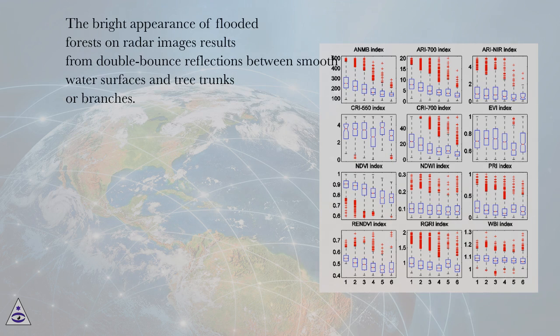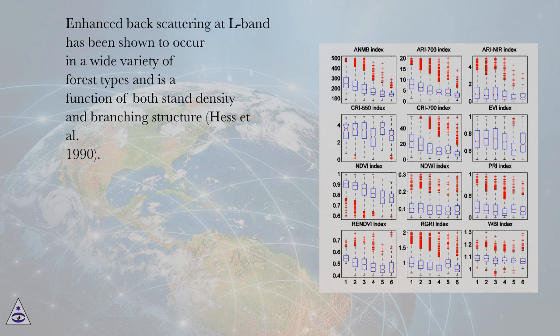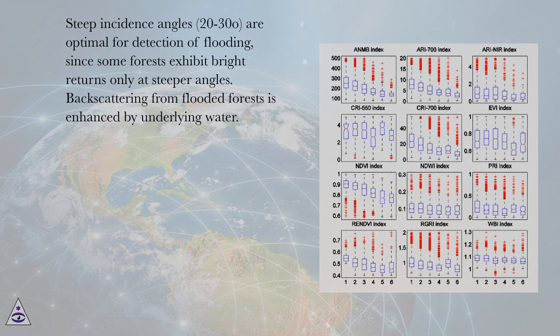The bright appearance of flooded forests on radar images results from double bounce reflections between smooth water surfaces and tree trunks or branches. Enhanced backscattering at L-band has been shown to occur in a wide variety of forest types and is a function of both stand density and branching structure, Hess et al. 1990. Steep incidence angles, 20 to 30 degrees, are optimal for detection of flooding, since some forests exhibit bright returns only at steeper angles. Backscattering from flooded forests is enhanced by underlying water.